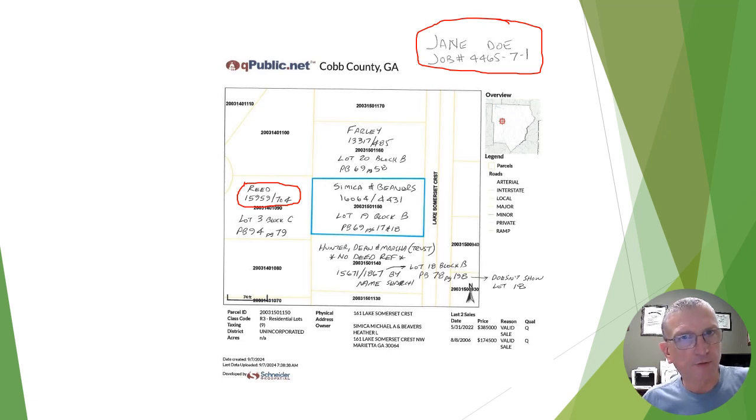Now, here's the first thing that we're going to notice. It's not always textbook, super duper. This happens a lot. Here I wrote down the last names Samika and Beavers, 16064 4431, and as we just saw, it calls for lot 19, block B, plat book 69, pages 17 and 18. I went up here, here's the same information for our northern adjoiner. Notice it calls for a different plat book and page.